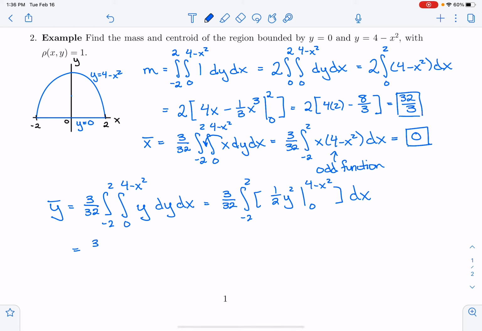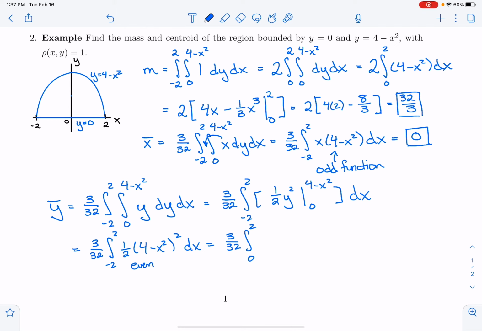So we're going to get 3 over 32. And then we'll have the integral from -2 to 2 of 1/2 times 4 minus x squared squared. And then when we substitute in y equals 0, we're going to get 0. Okay, so I'm going to do two things to simplify here. The first thing is that I recognize that I have inside here an even function, 4 minus x squared, quantity squared. So because that is an even function and I have a symmetric interval, I can integrate double. So getting rid of the 1/2, integrate from 0 to 2.